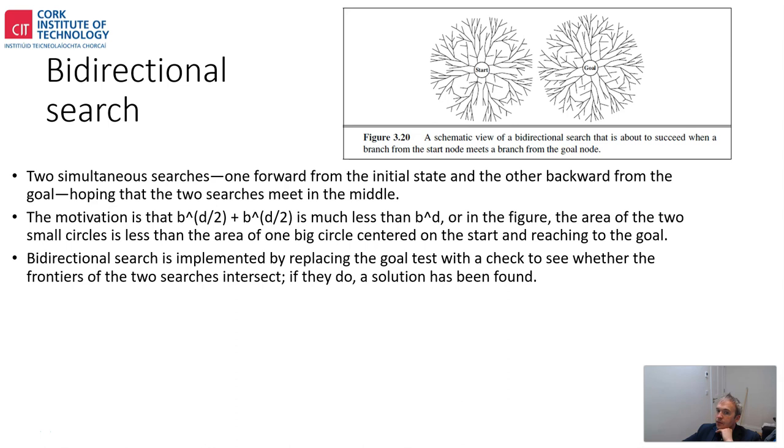Now again, just consider that when you find the first solution, it may not be optimal. Even if both searches are breadth first search, some additional search is required to make sure there isn't another shortcut across that gap. The check can be done when each node is generated or selected for expansion, and if you use a hash table for this, it will take constant time to look it up.